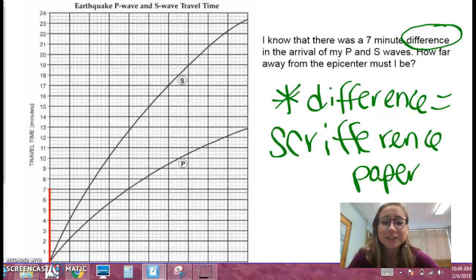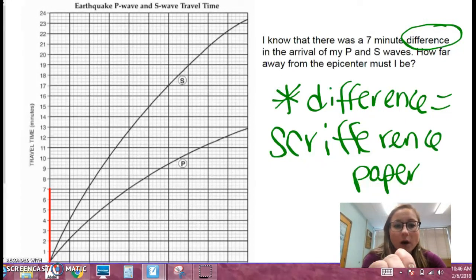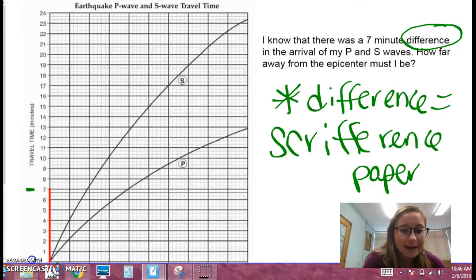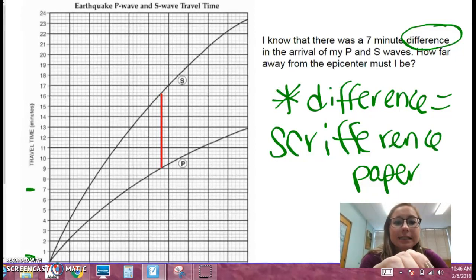Okay, so I'm able to use the magic of the smartboard, but you're going to, with scrap paper, mark off a little area on your scrap paper where you have the 7 and the 0. Do not just put the 7. Make sure you have the 7 and the 0. Then you are going to slide that scrap paper, keeping it straight. We're not bending that or turning it in any way. We're keeping it straight, and we're measuring to see where the bottom of this line is going to touch the P wave and the top of the line is going to touch the S wave. Once you get that, what is the distance away from the epicenter?